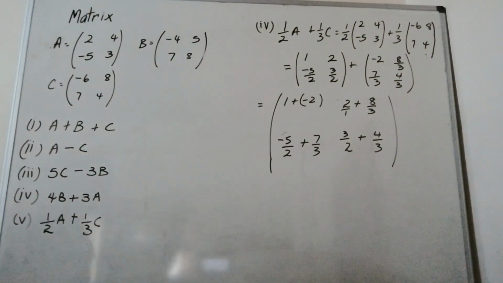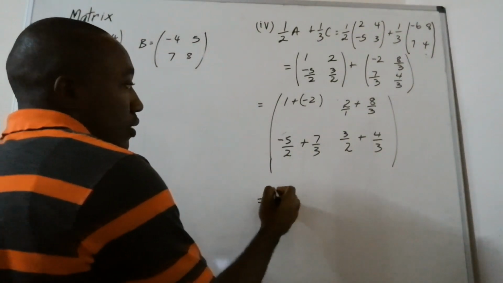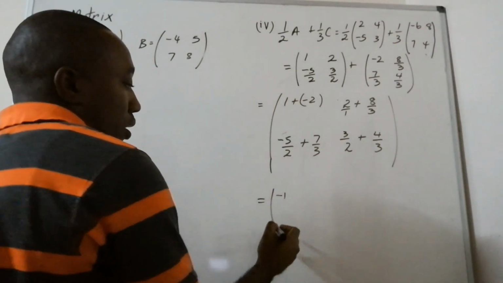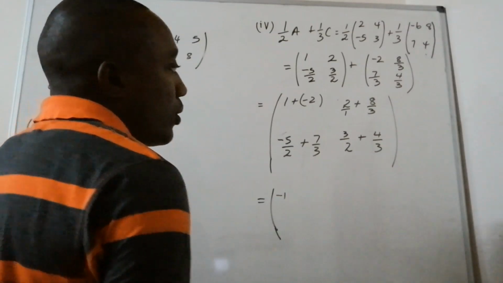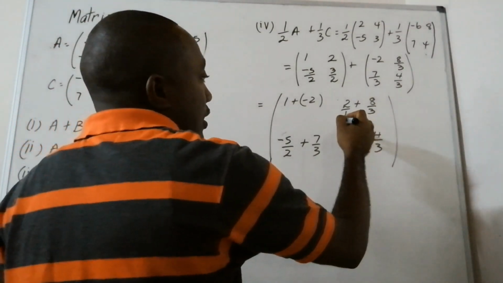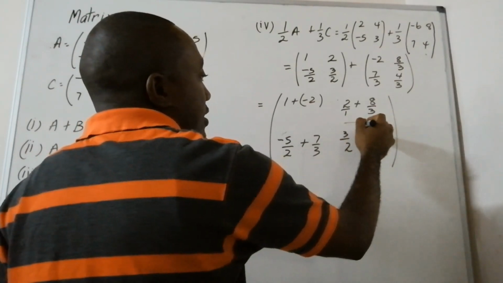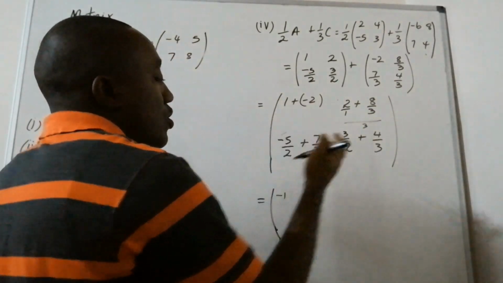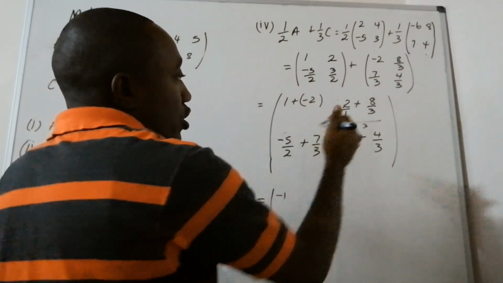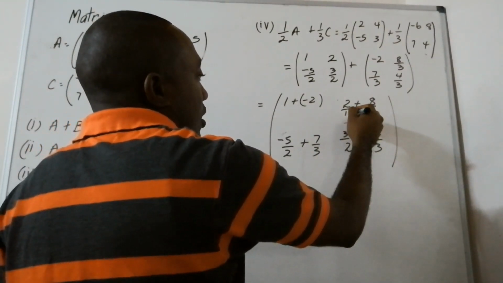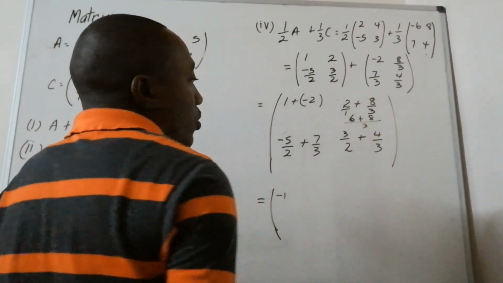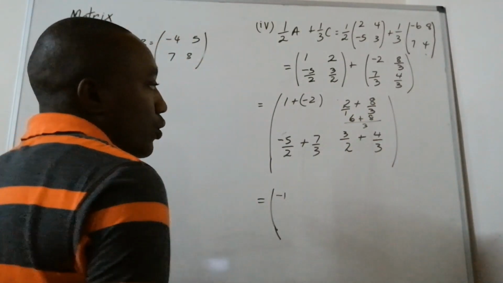So we know that the first answer, 1 plus negative 2, that will give us negative 1. Right, so now we have to just implement our little fraction skills. So the LCM will be 3. So 3 into 1 into 3 is 3, 3 2s are 6, plus 8, which will give us 14 over 3.